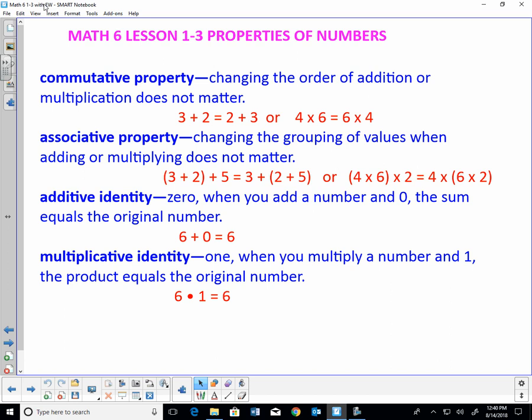Multiplication, same way. How you group them doesn't matter. 4 times 6 is 24, times 2 is 48. Or I can do 6 times 2 is 12, 12 times 4 is 48. How I group things doesn't matter.